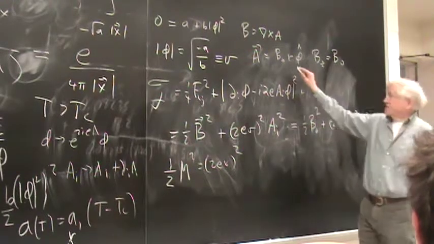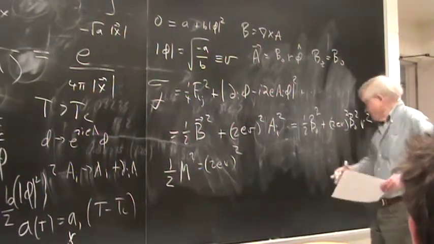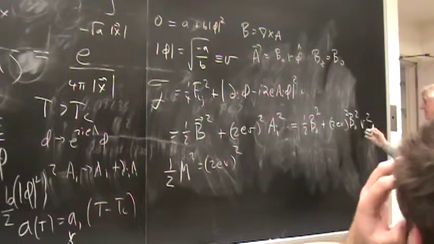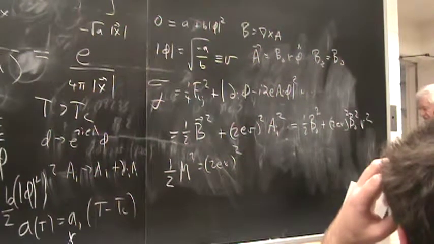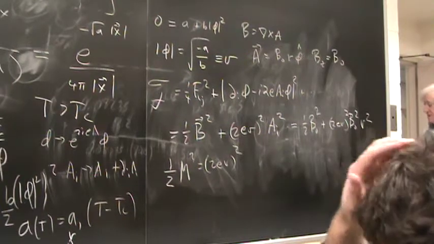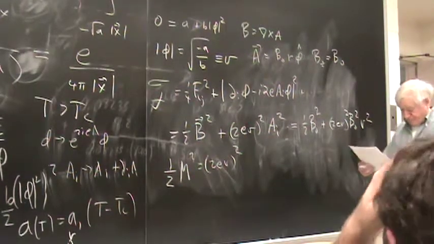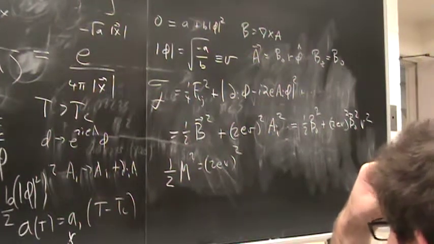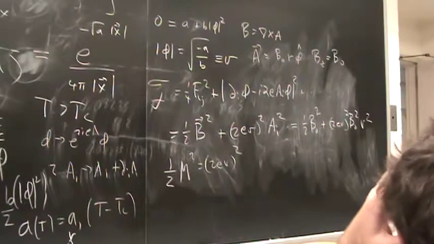It's this fact, that's r, not r hat. And so that means that this would be infinite, in fact. So if you had a magnetic field, then you'd have an infinite amount of energy. So that's why the superconductor excludes magnetic field. This is called the Meissner effect.